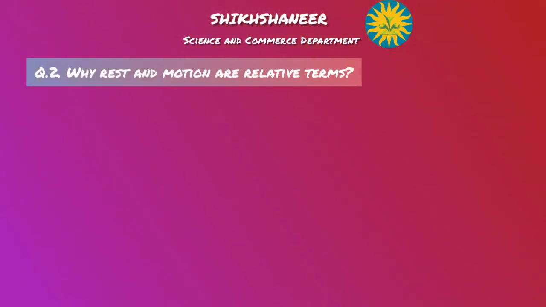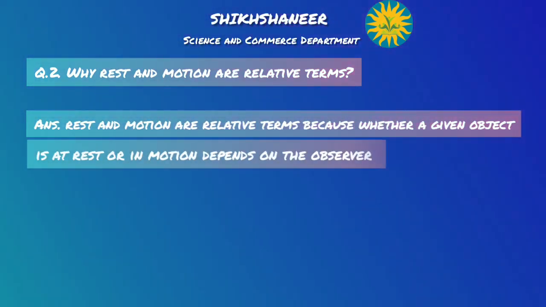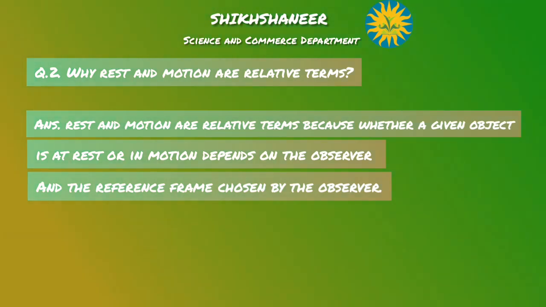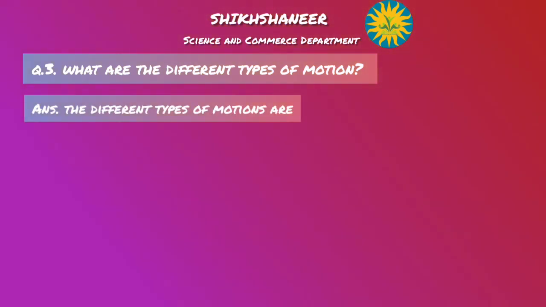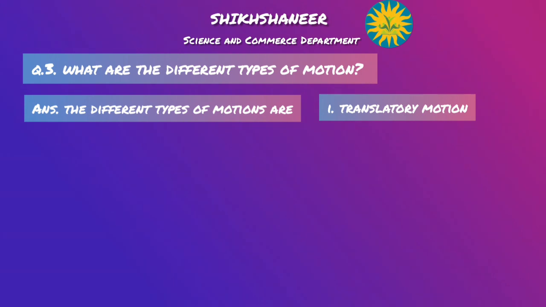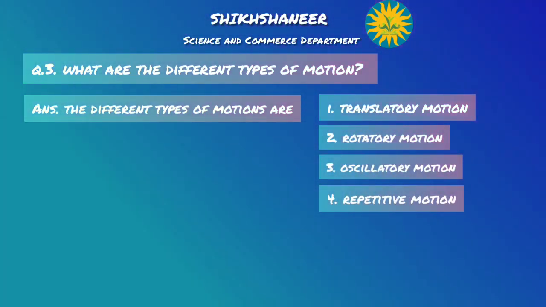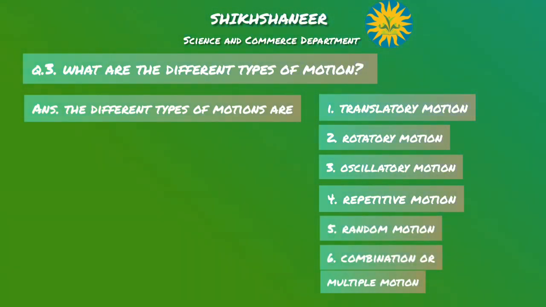Why are rest and motion relative terms? Rest and motion are relative terms because whether a given object is at rest or in motion depends on the observer and the reference frame chosen by the observer. What are the different types of motion? The different types of motion are translatory motion, rotatory motion, oscillatory motion, repetitive motion, random motion, and combination or multiple motion.